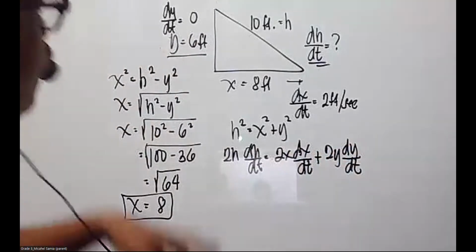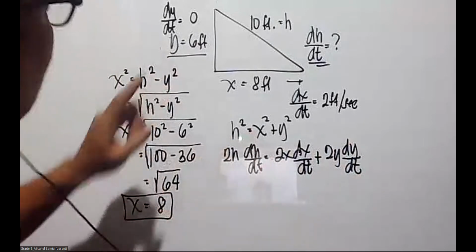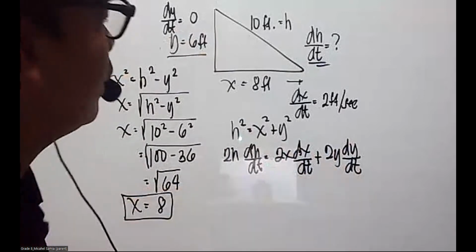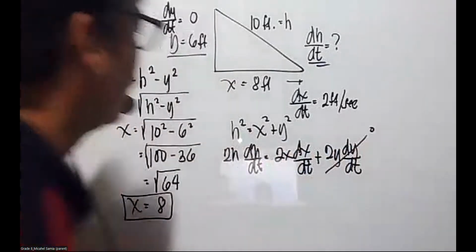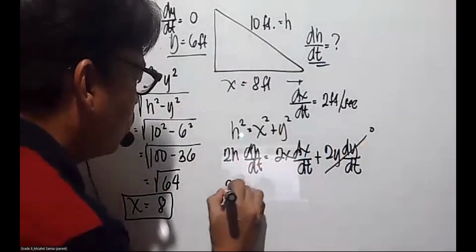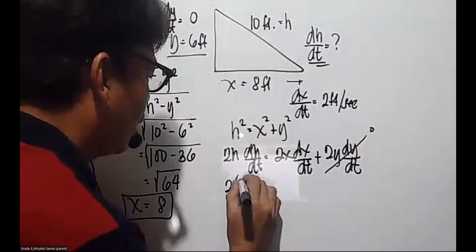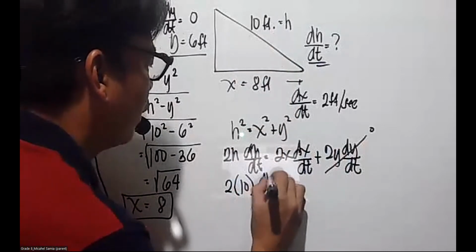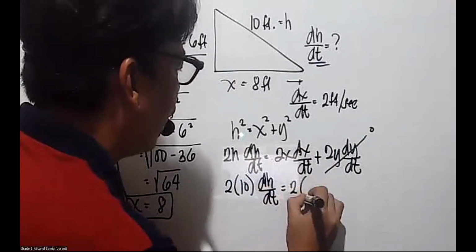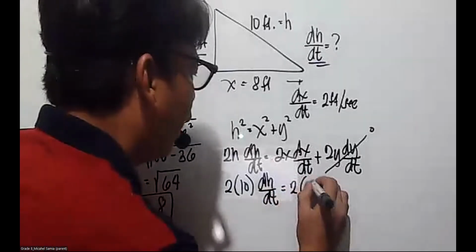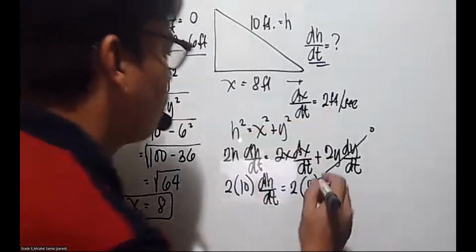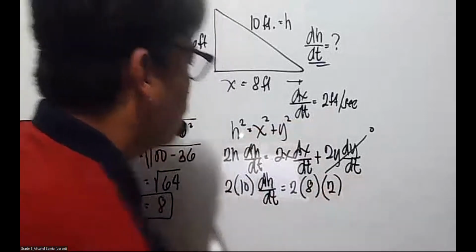Now if we're going to input the values, we know that dy/dt is equal to 0. Therefore, 2y multiplied by dy/dt is equal to 0. Now let us input the values that we have. So we have 2 multiplied by your hypotenuse, 10 feet, and the one we're looking for, dh/dt, is equal to 2 multiplied by your x, which you have computed, equal to 8. And then the rate of change of x with respect to time is 2 feet per second.